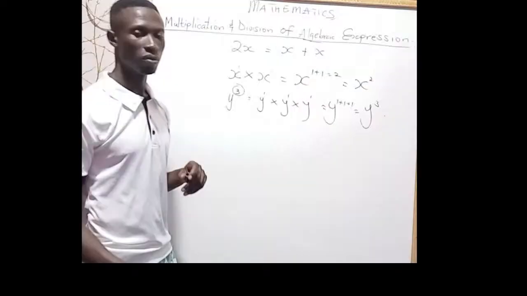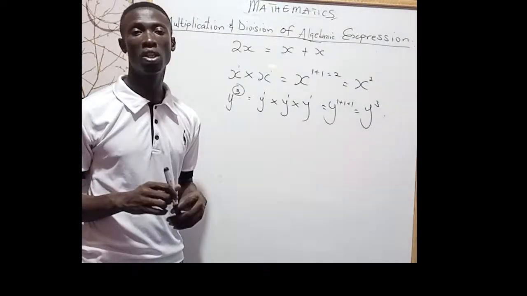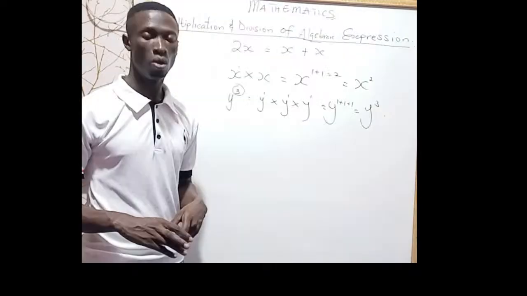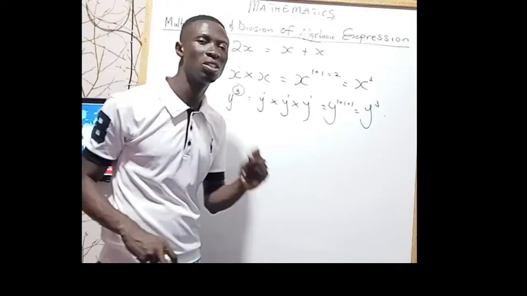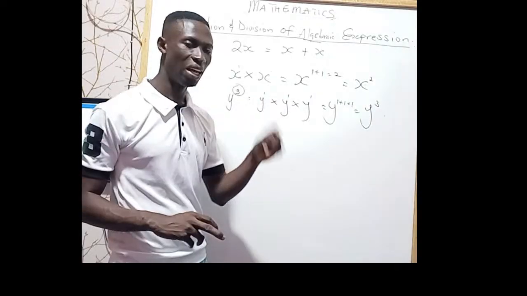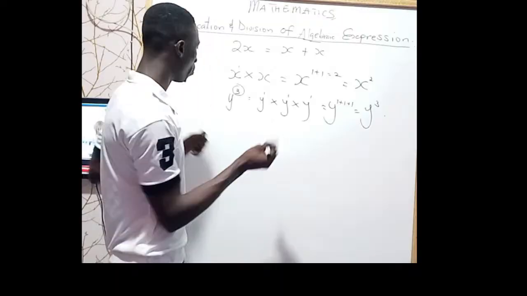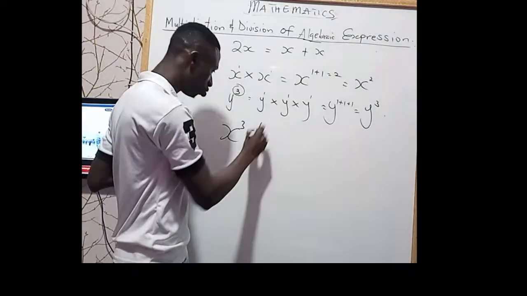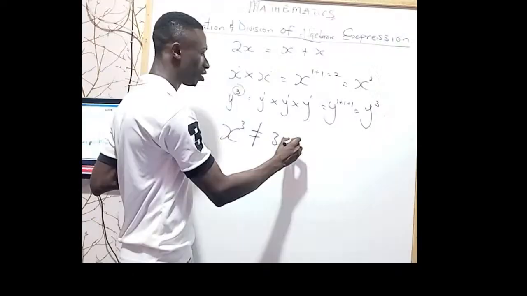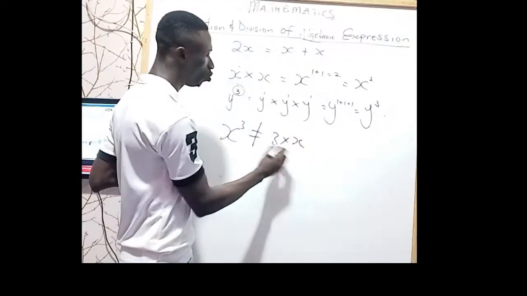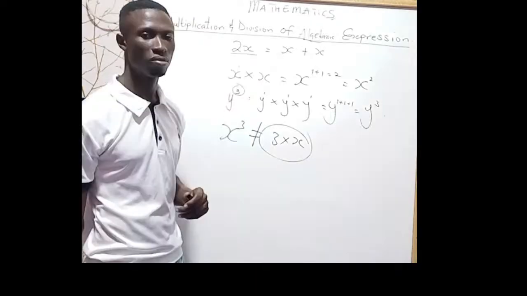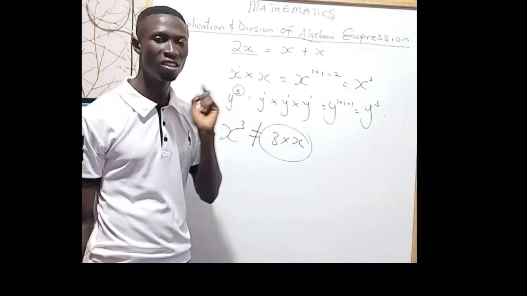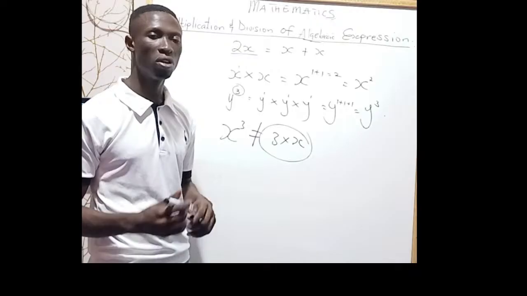So these are some of the basic things we need to know. If I see x power 3, it is not 3 times x. x raised to the power 3 is not 3 times x. If you do this, it means you are talking about repeated addition. It means you are saying x plus x plus x. That will make your expression incorrect.